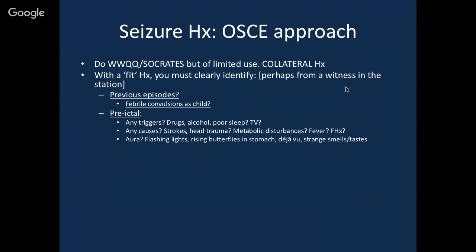Obviously, in the OSCE, you would just say, I would, if there isn't a second person there. But with the fit history, you must clearly identify if they've ever had any previous episodes, like febrile convulsions as a kid. So has this ever happened to you before? Important question, because you can't diagnose epilepsy unless they've had one or more. And if they have a brain tumor sitting there, chances are this might not be the first seizure. Then pre-ictal. So you categorize it into pre-ictal, ictal, and post-ictal questions.